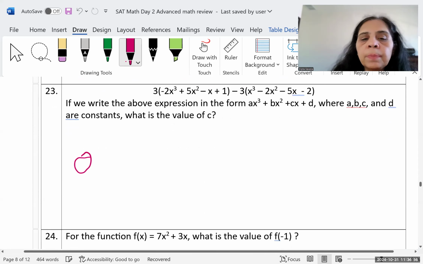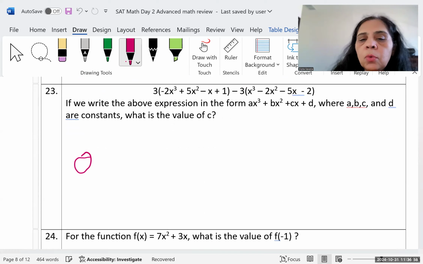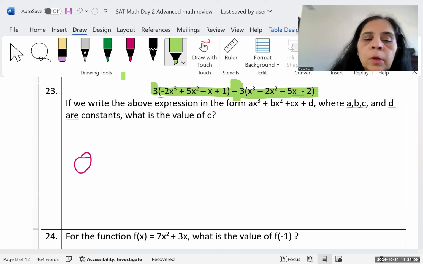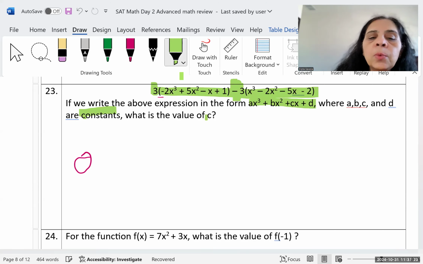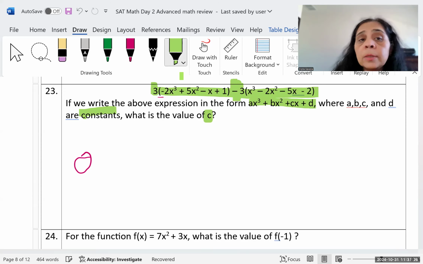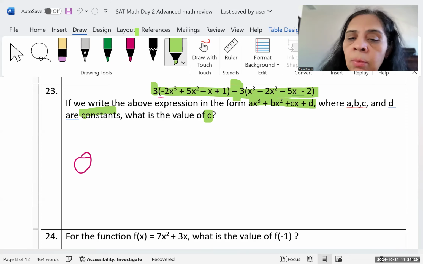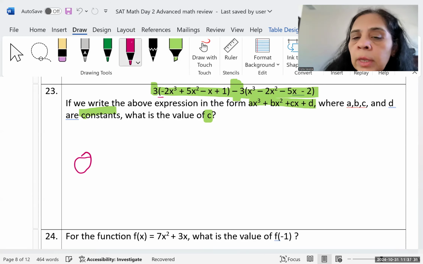Number 23. Again, what are we looking for? Okay, so we have these two polynomials. We have subtraction and multiplying by 3 on both polynomials. And we will get this form ax cubed plus bx squared plus cx plus d, where a, b, c, d are constants. It could be any number. We are only looking for the c value, right? So real quick, here is the trick. C we have only here, right?